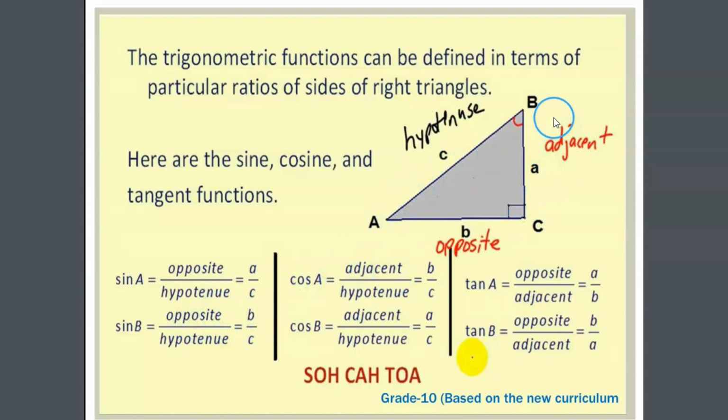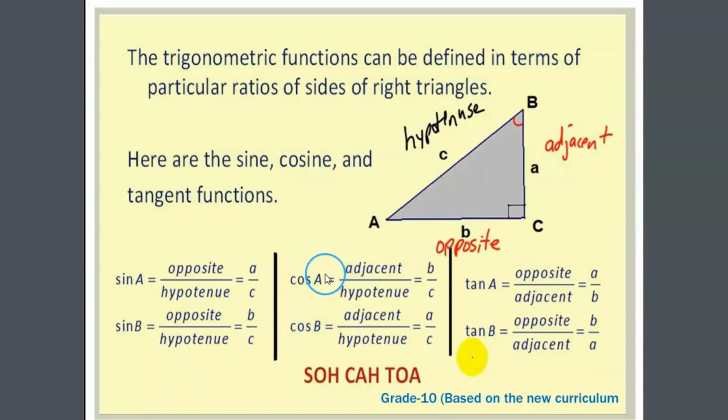At the same time, sine of angle B means opposite over hypotenuse. The opposite side is side AC, and its length is b. So b over c. Sine of angle B, opposite over hypotenuse, which is b over c.